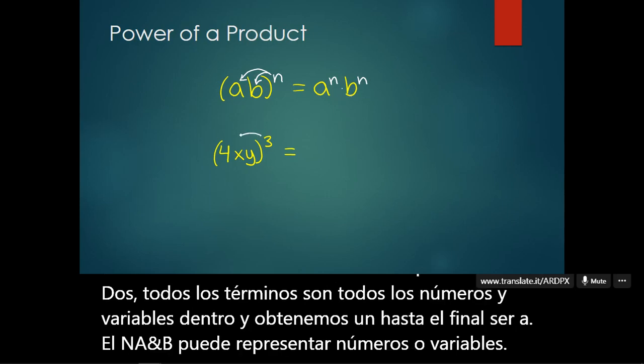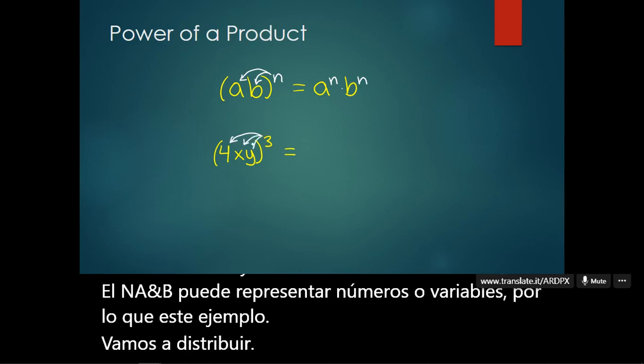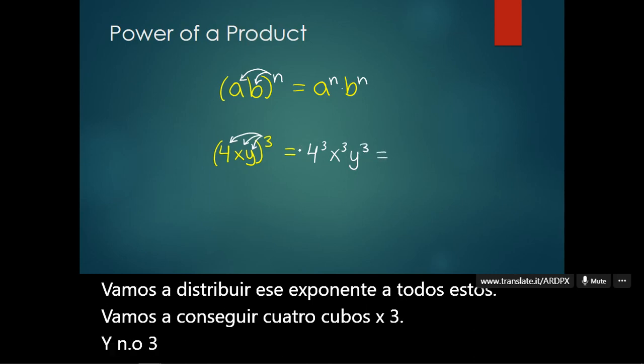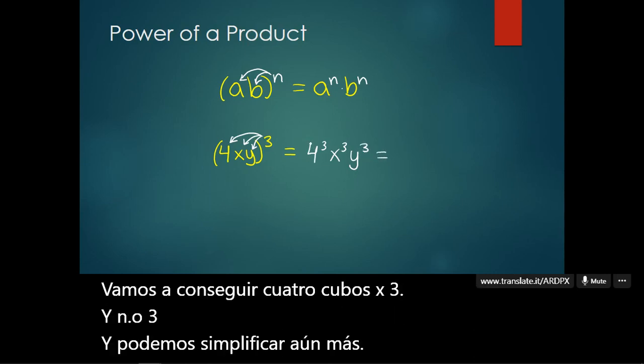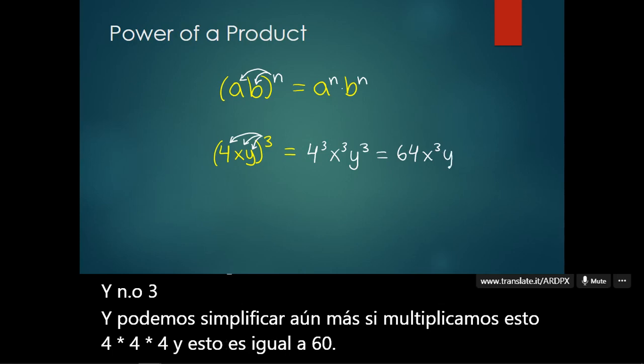So for this example, let's distribute that exponent to all of these. We're going to get 4 cubed x cubed y cubed. And we can further simplify if we multiply this out. 4 times 4 times 4. And this is equal to 64 x cubed y cubed.